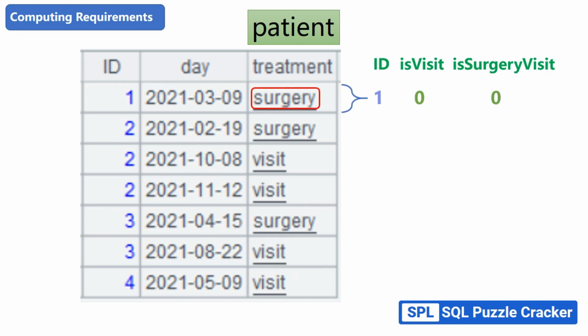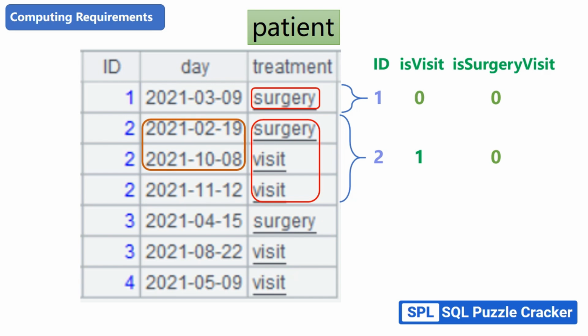Patient 1 only has one surgery treatment record, with both YES visit and YES surgery visit set to 0. Patient 2 received visit treatment with YES visit set to 1, but it occurred after 6 months of surgery treatment, so YES surgery visit remains at 0.